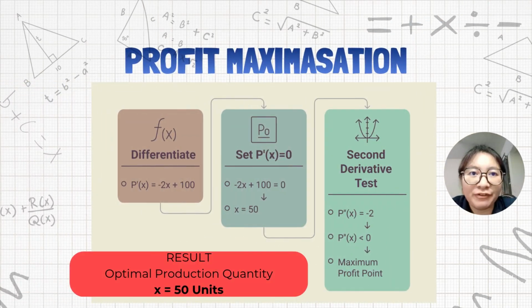To maximize profit, the profit function was differentiated to obtain the first derivative, P prime of x equals negative 2x plus 100. By setting the first derivative equal to 0, the critical point was found at x equals 50. The second derivative test was then applied. Since P double prime of x equals negative 2, which is less than 0, the function reached a maximum profit point. Therefore, the optimal production quantity is 50 units.